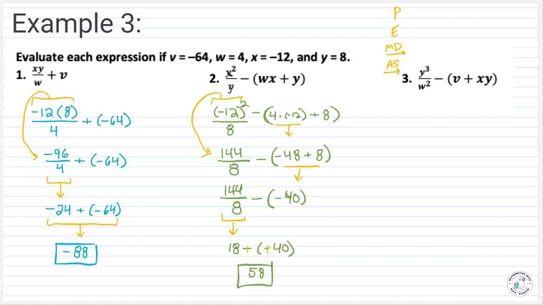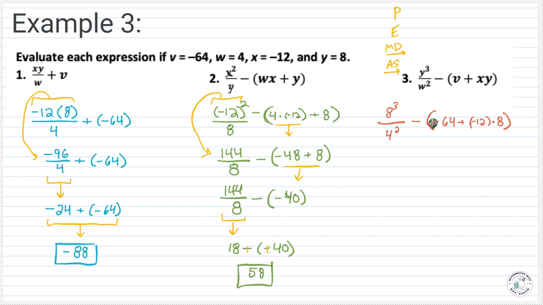I'm actually going to rewrite this so that it's over to the side. I'm going to need a little bit more space. So 8 to the third over 4 squared, minus, and then again, v is negative 64 plus x, which is negative 12, times y, which is 8.